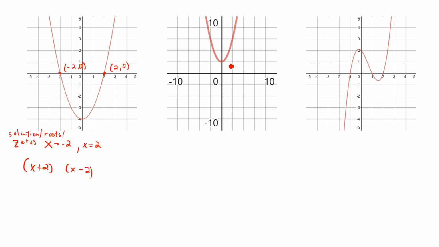Now the next one, does it have any x-intercepts? No, no x-intercepts. So from what I can tell here, at least, I can't tell whether it has solutions, or that it has roots, or at least real roots. It might have imaginary roots or complex roots.